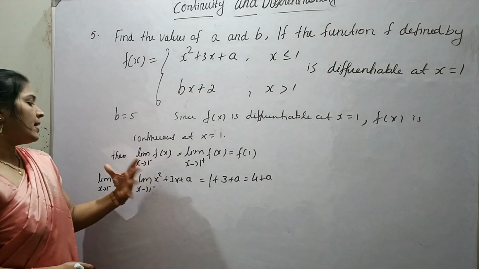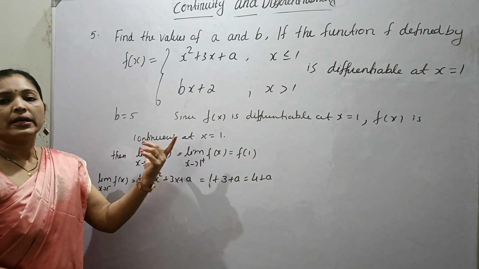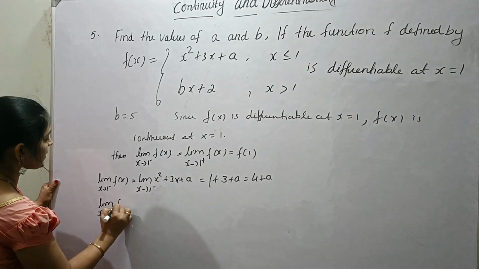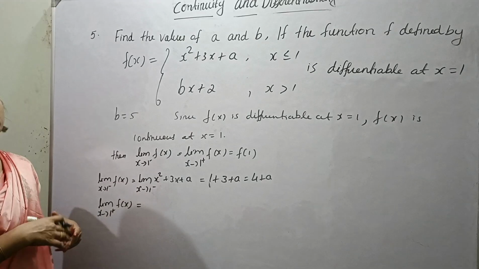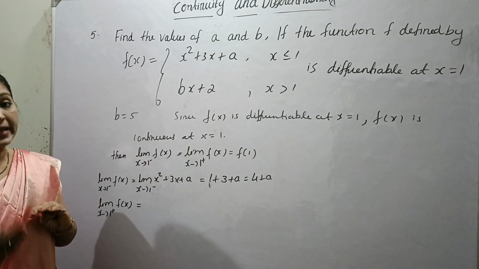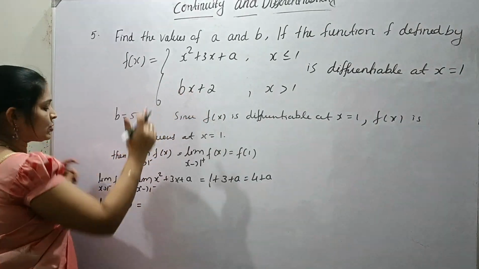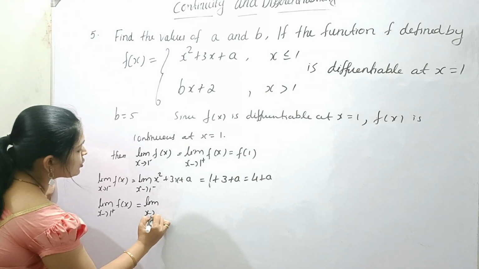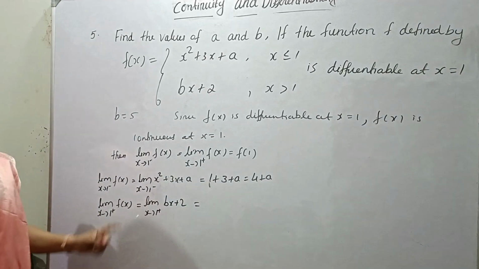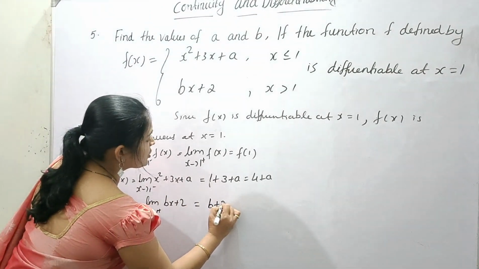Okay, then next we have to find right hand limit, that is limit x tends to 1 plus f of x. Limit x tends to 1 plus means the value of x is very close to 1 but it is greater than 1. That is, if x is greater than 1, the function is bx plus 2. So limit x tends to 1 plus bx plus 2, that is equal to, substitute x is equal to 1 here. So b into 1, b plus 2.